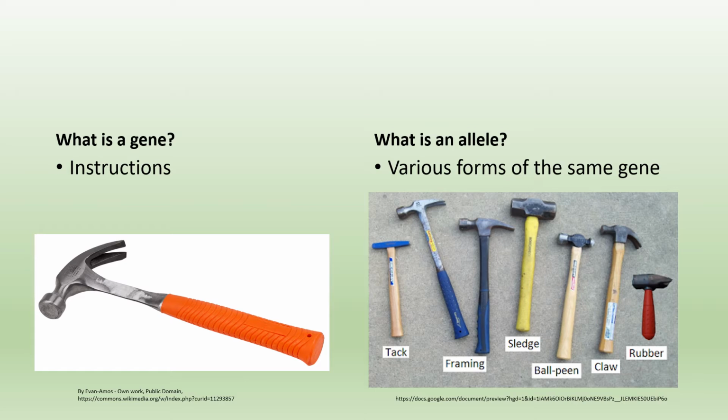This variation is what makes us genetically unique. Every person on the planet is genetically unique. Yes, even identical twins, because by the time they're born, one of them is going to have a genetic mutation, a change in the DNA information.